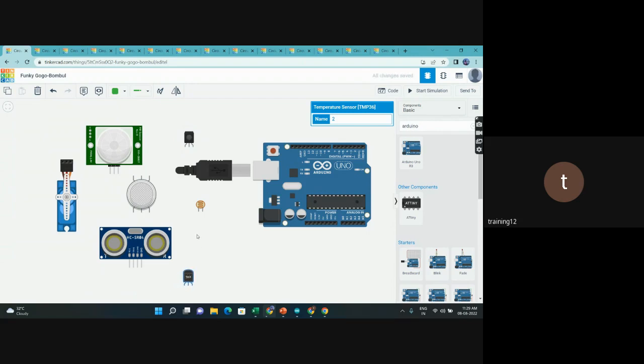So next is the servo motor. This is the servo motor. A servo motor is basically a rotary actuator that allows for precise control of angular motion. And in modern cars, servo motors are used to control speed.